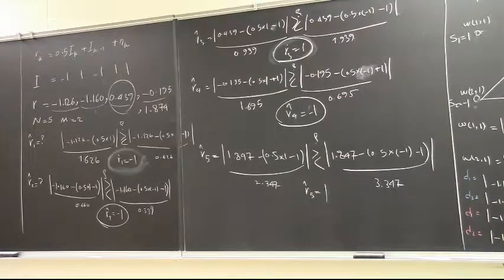Minus 1, I forgot that. Okay? Again, have a negative 1 plus 1, no. Yeah, no, D2 should be 0.439 minus 0.5 times negative 1, yes, plus 1. Yes, let's see D1, D2. Negative 1, minus 1, yes.